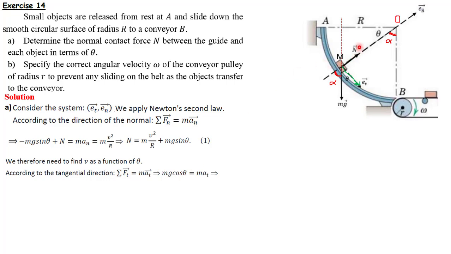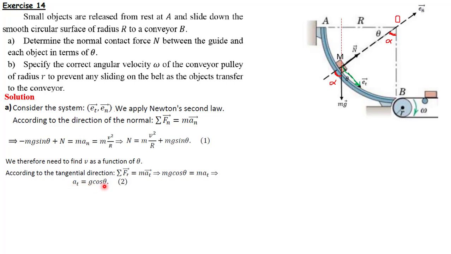Now the projection of the normal reaction on et is 0 because n is perpendicular to the tangential unit vector, and the acceleration along t is equal to a_t, so we will have mg cosine theta is equal to m a_t. We can simplify with m to find that a_t is equal to g cosine theta. And here there's a very important remark, that the tangential acceleration depends on theta.